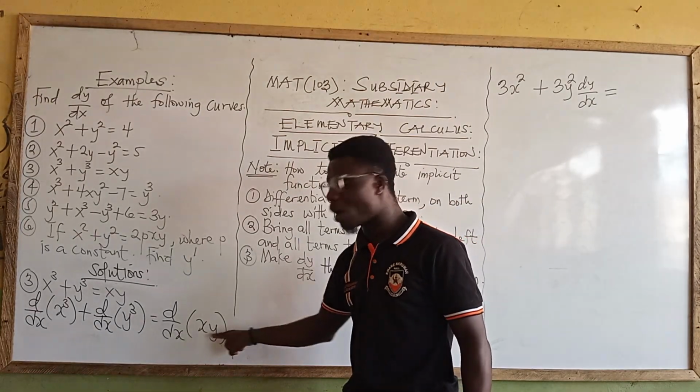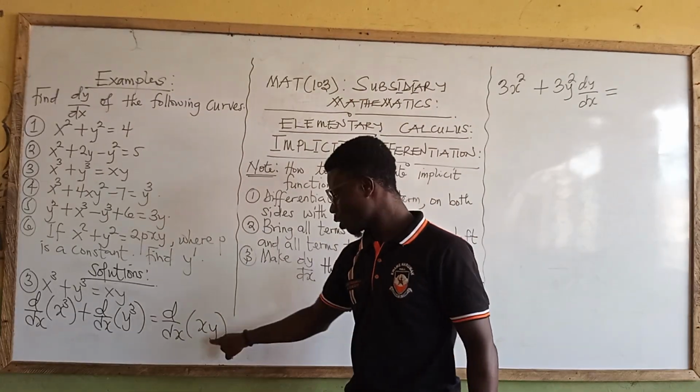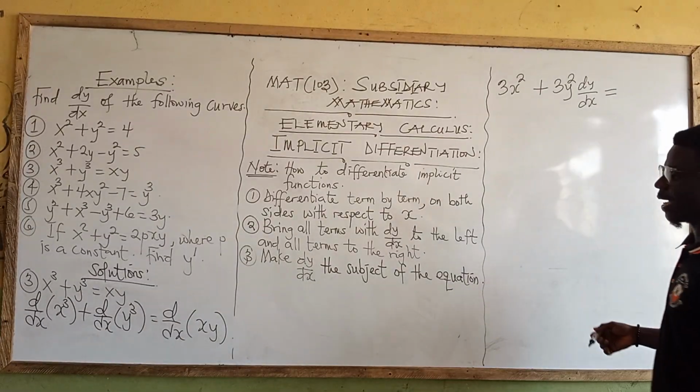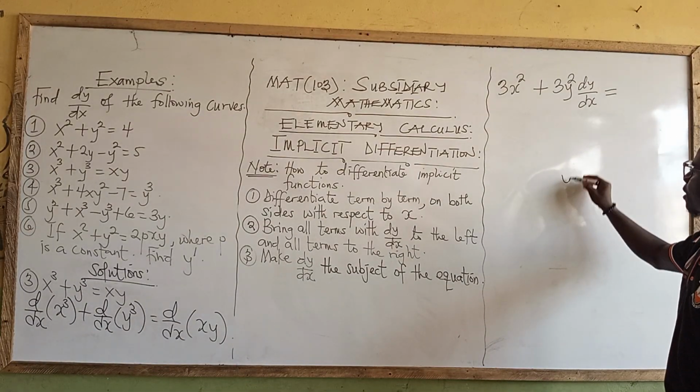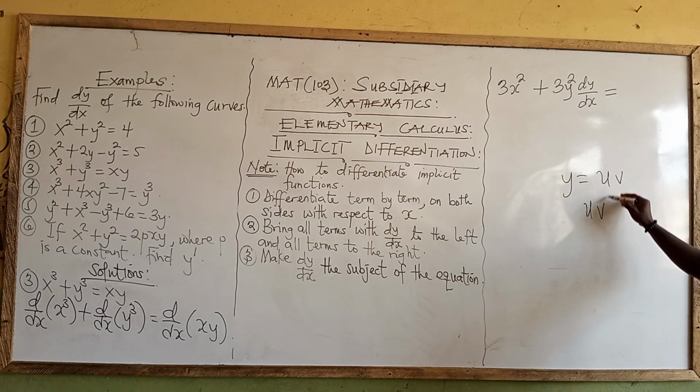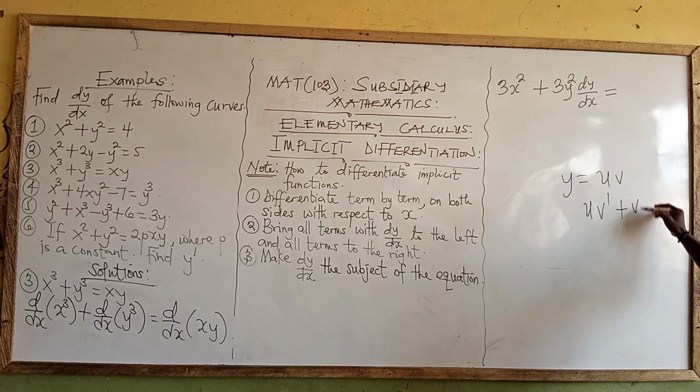So it means that we will apply our product rule, because y is a function of x. And I told you the product rule is: for uv, you hold u constant and differentiate v with respect to x, plus you hold v constant and differentiate u with respect to x. So this is what we apply here.